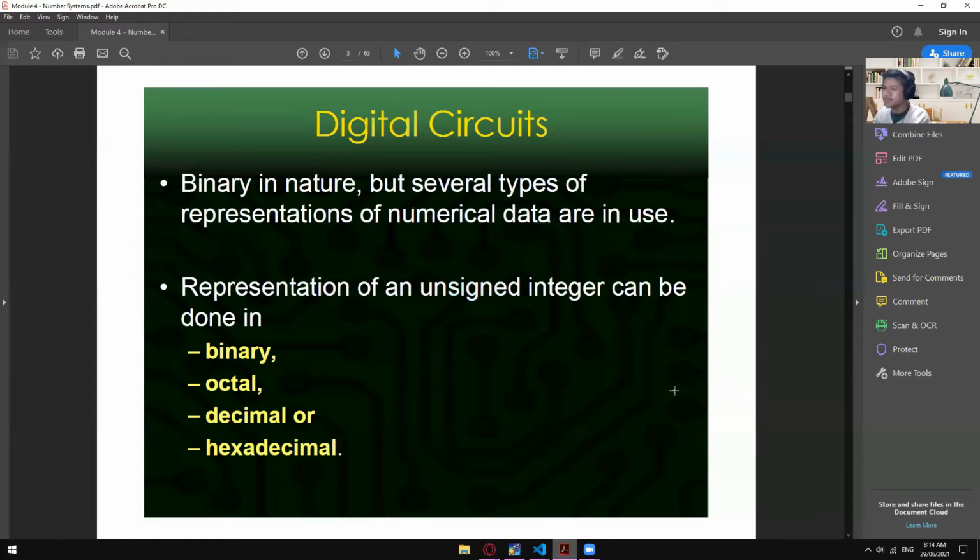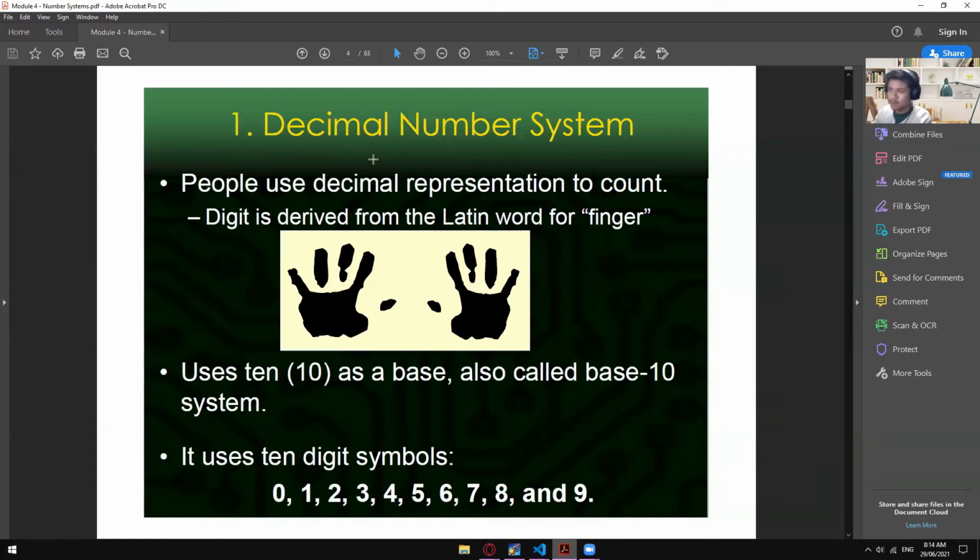Okay. All right. So let's start with decimal. So decimal number systems. So people use decimal representation to count. Okay. The one that you guys can see on your hand right now. So digit is derived from the Latin word for finger. Okay. So 1, 2, 3, 4, 5, 6, 7, 8, 9, 10 fingers. So since we have 10 fingers, so it uses 10 as a base. So it's very obvious. Okay, just look how many fingers you have. Well, unless you have an extra one, or you're lacking one piece of your finger. So it's a different scenario already. But the default one is 10. Okay, so it is also called base 10 system.